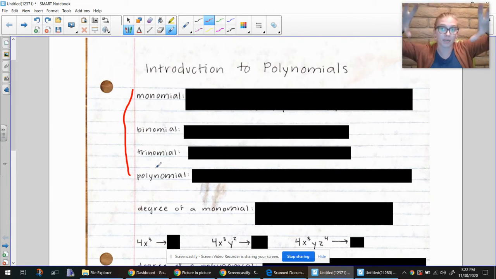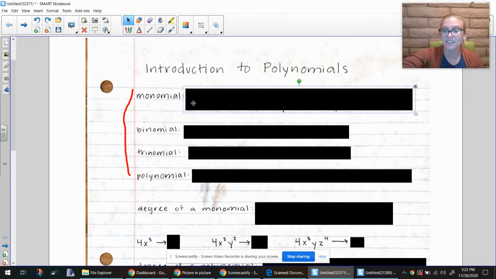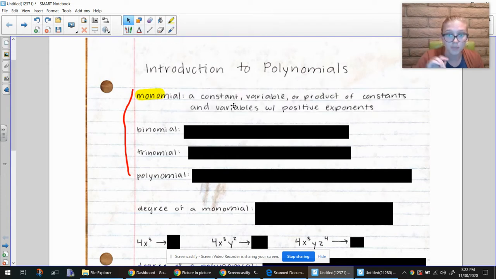Imagine polynomials as the umbrella head, and then there's different kinds underneath the umbrella. First up, we have a monomial. The root in monomial is this word mono, which means one. So a monomial is a constant, a variable, or a product of constants and variables with positive exponents. So this might be x, this might be 4x, this might be 4xy. There's no pluses, there's no minuses, and there's only positive exponents. Monomial, we call it 1 because it's one term.